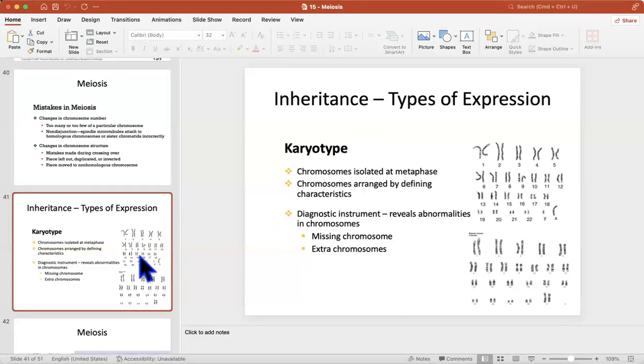And to identify the chromosomes' health, we have the karyotype. A karyotype is where you line up all 23 pairs of chromosomes together and you look at their structure. So that's to identify whether you have any missing chromosome or extra chromosome. We do the karyotype.